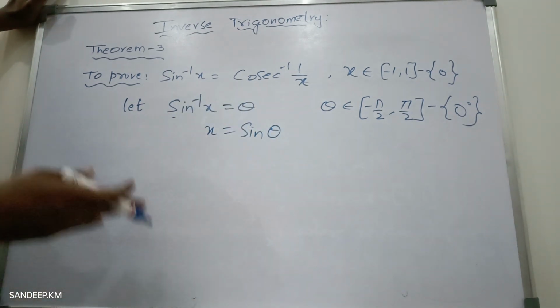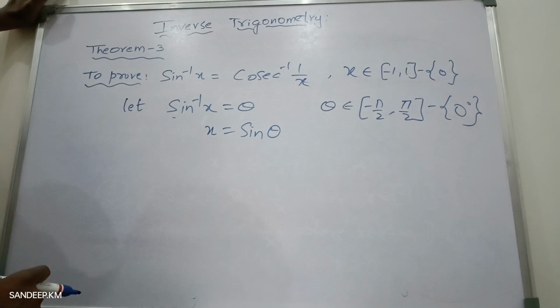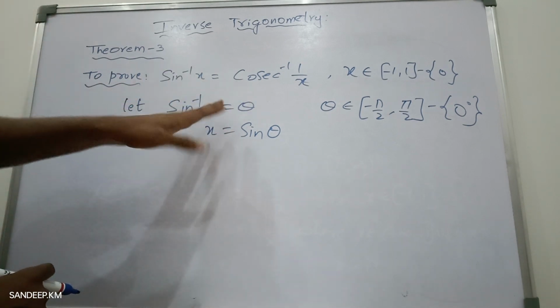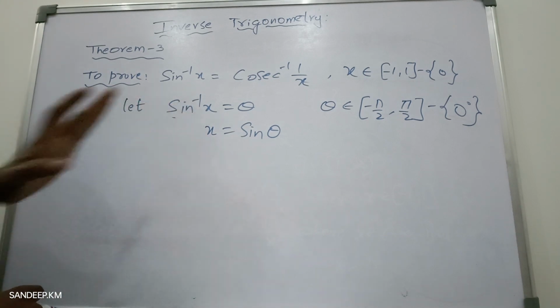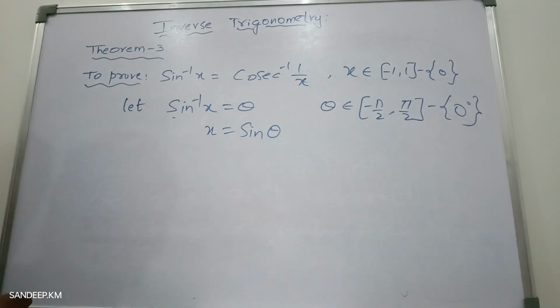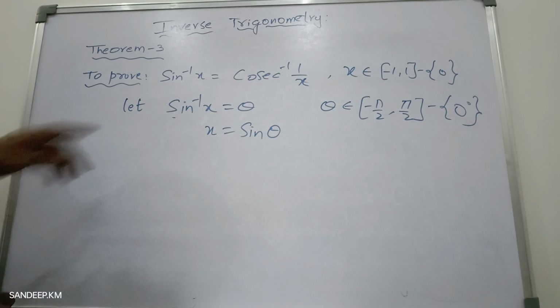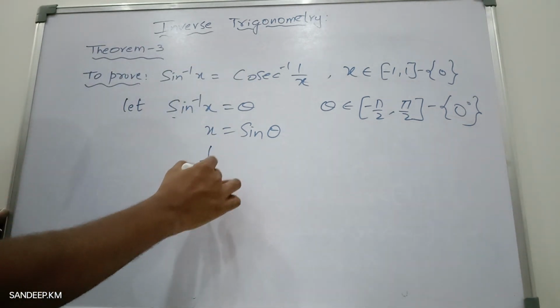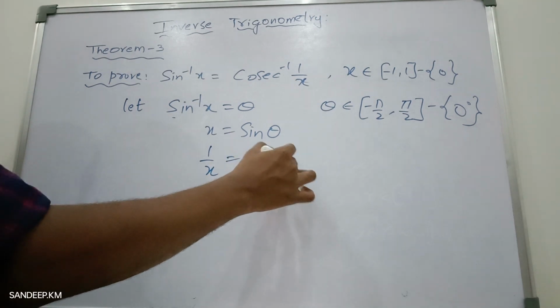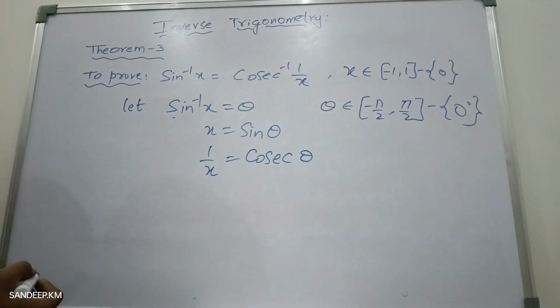Or else, as we have discussed in the previous video, you apply sine on both sides and you get this. Actually we are using theorem 1, but this is fine. So next, x is equal to sine theta, but I want it in terms of cosec. So I will take the reciprocal on both sides. 1 by x is equal to cosec theta.